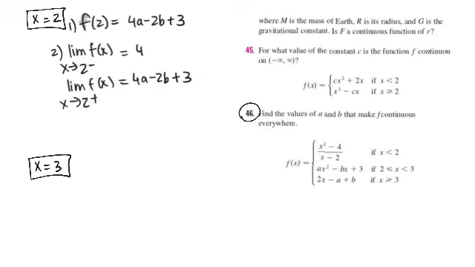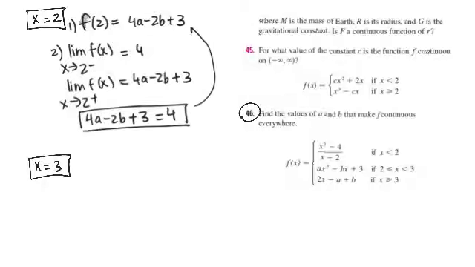So we want the overall limit at 2 to exist, and that will only happen if 4a minus 2b plus 3 is equal to 4. If that happens, the overall limit at 2 will exist, and notice that's also the same equation as f of 2, so that will also exist and the two will be equal. So this is one equation. We can simplify it into 4a minus 2b is equal to 1. That's going to be one equation.